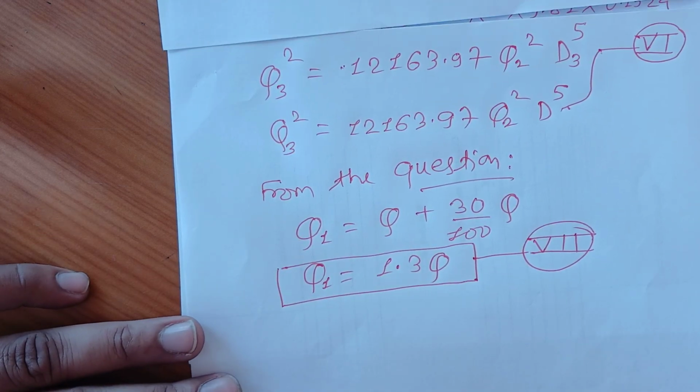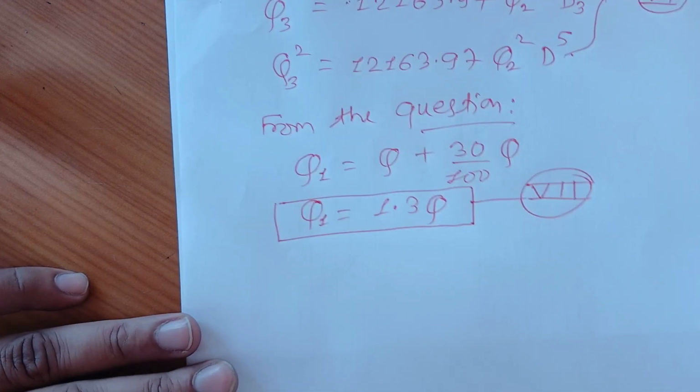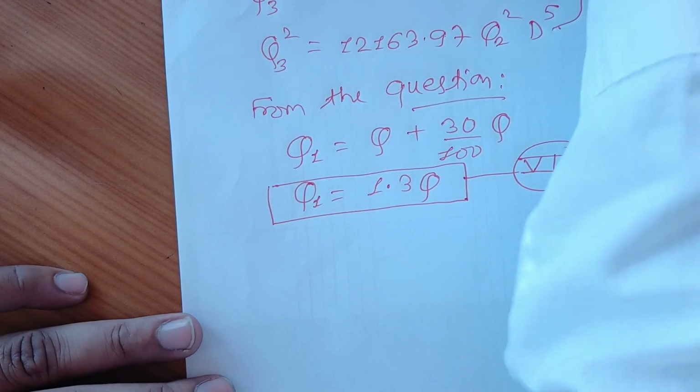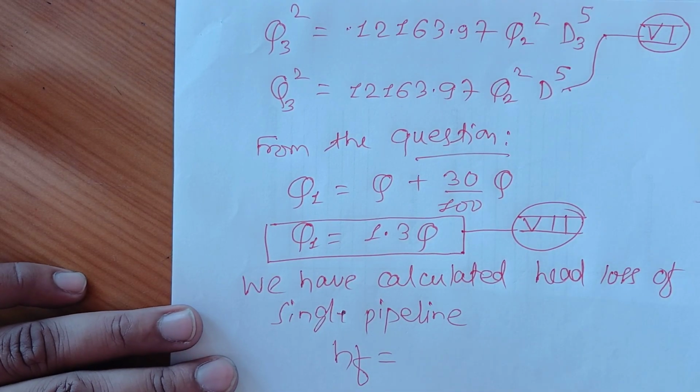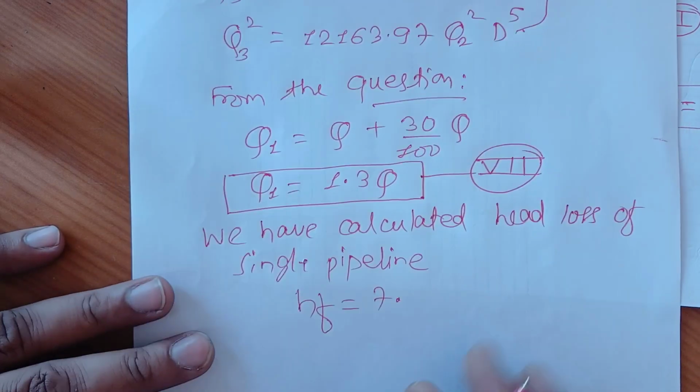Okay. Now let's go to the equivalent pipeline concept, that is the head loss. That is, HF is equal to how much? We have already calculated HF, that is 7.6196.